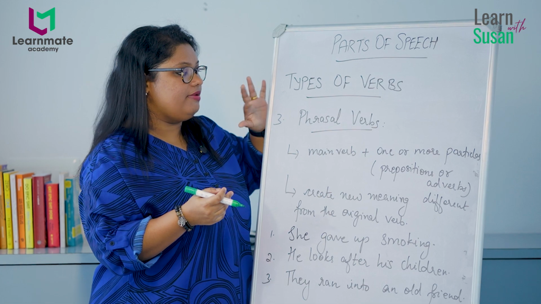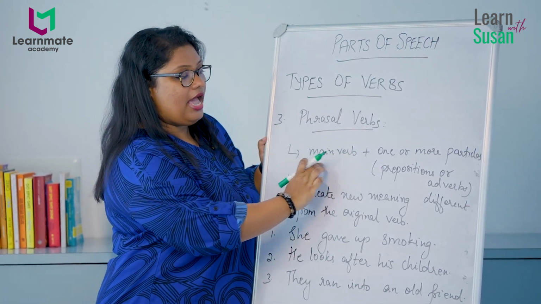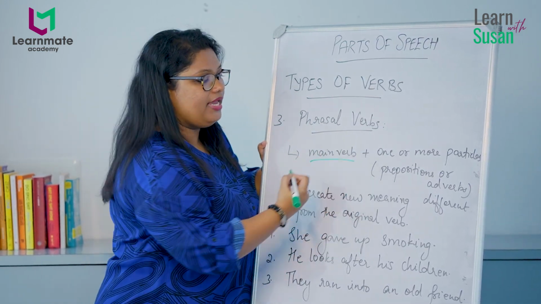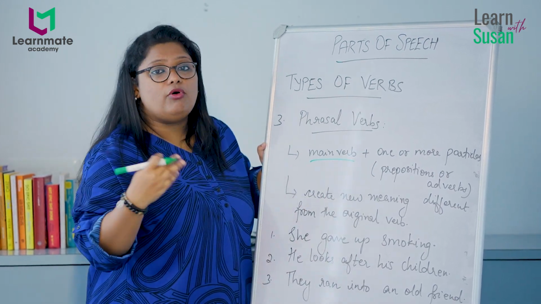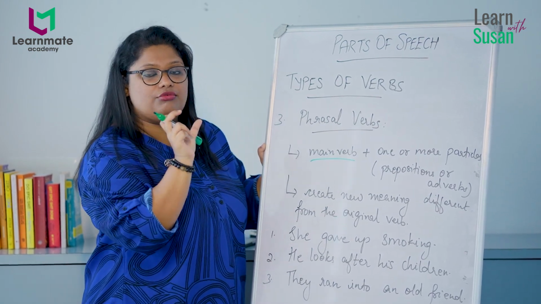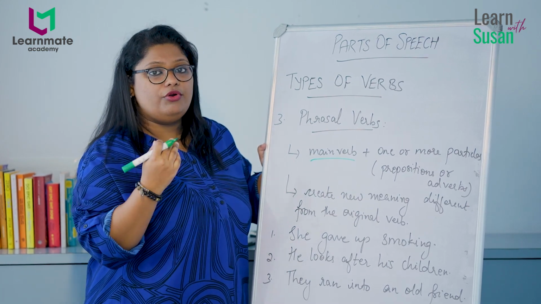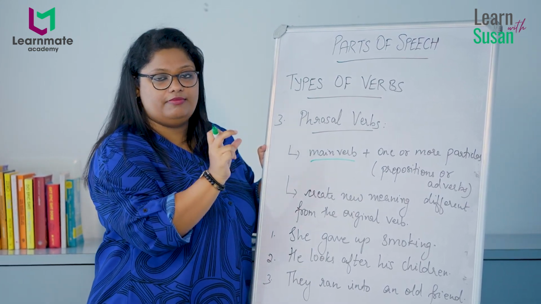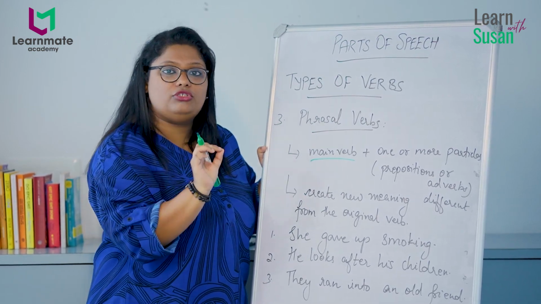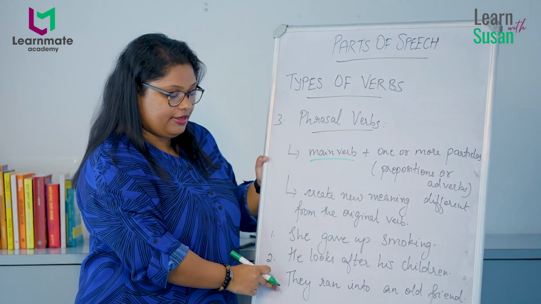The third type of verb, as written on the board, is called phrasal verbs, and actually there's a formula for it. Phrasal verbs are a combination of the main verb plus one or more particles. Usually it would be a preposition or an adverb. When you combine these two together, you get a phrasal verb. There are many phrasal verbs in English, and what you have to remember is that when combined together, they form a different meaning than the original verb used in that combination. I've given some examples here.